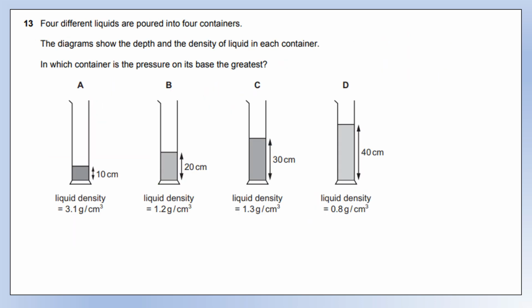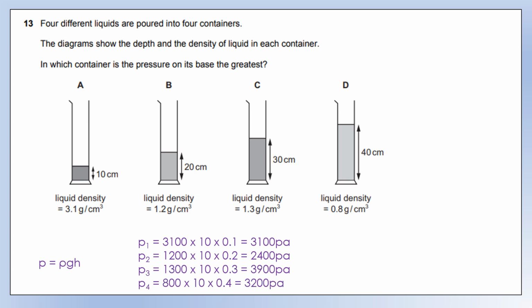Okay, so we've got 4 different liquids in 4 containers. The diagrams show the depth and density of liquid in each container. Which container has the largest pressure on the base? So we're going to use this equation: pressure equals density times gravitational field strength times height of the column of fluid. And what we're going to do is calculate the pressure in each of the scenarios. So the g has no effect because it's the same in all of them.